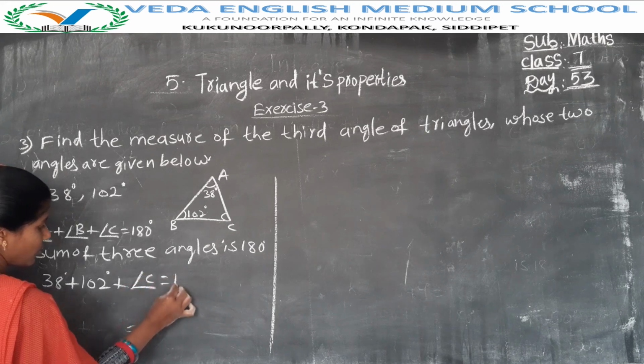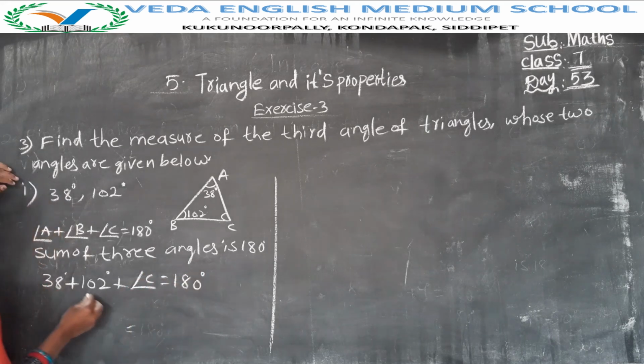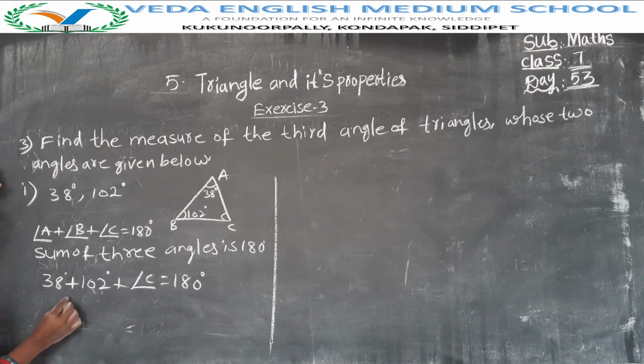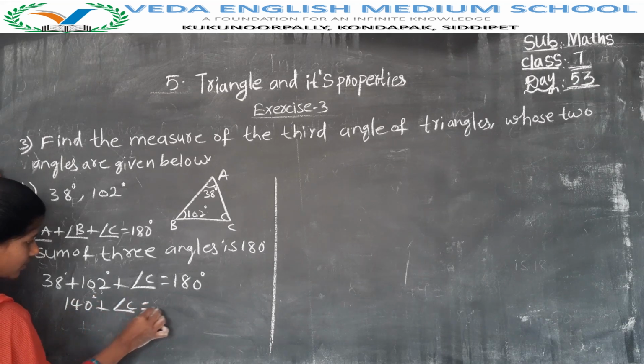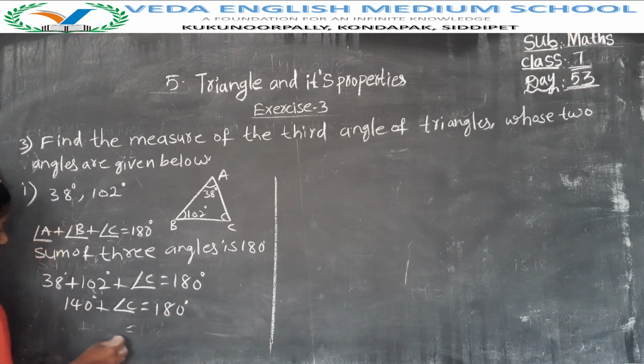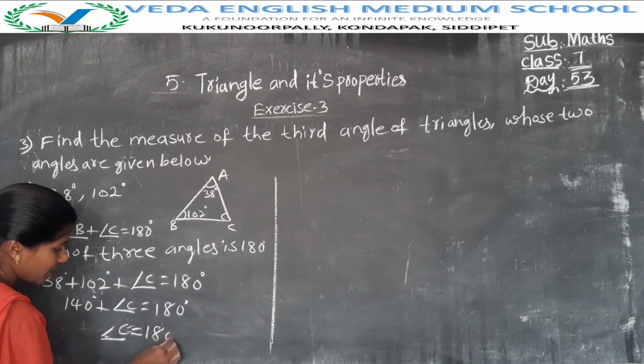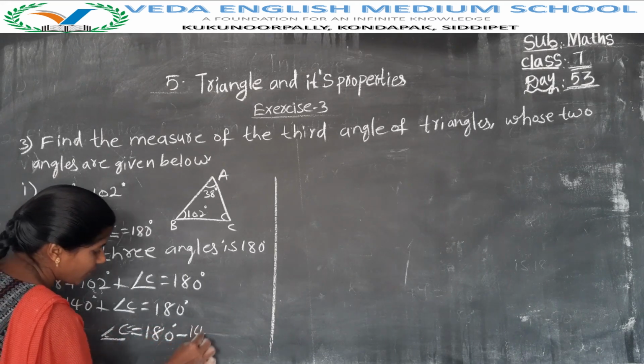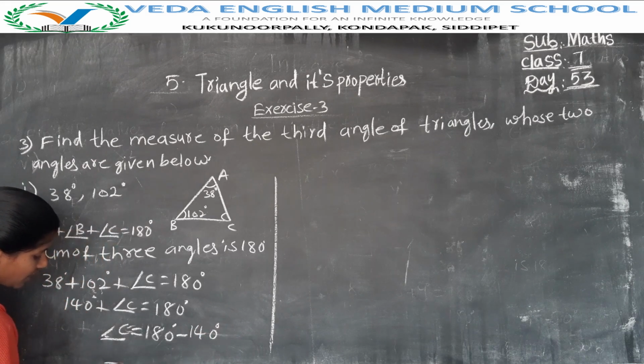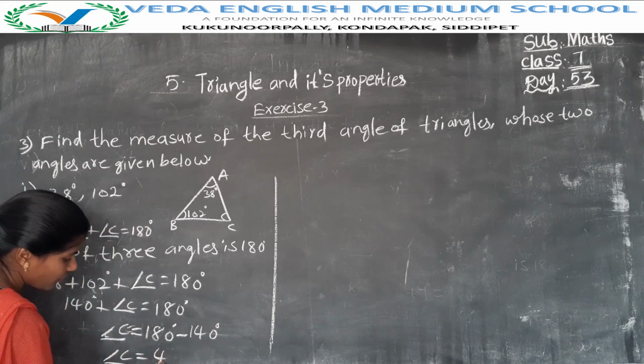So 38 plus 102 plus angle C is equal to 180 degrees. 102 plus 38 is how much, Nana? 140. 140 degrees plus C is equal to 180 degrees. Then how to find angle C? Angle C is equal to 180 minus 140. 180 minus 140 is how much, Nana? Angle C is equal to 40 degrees.